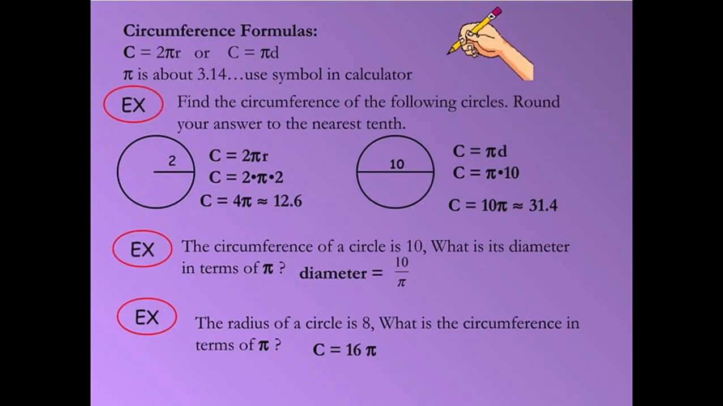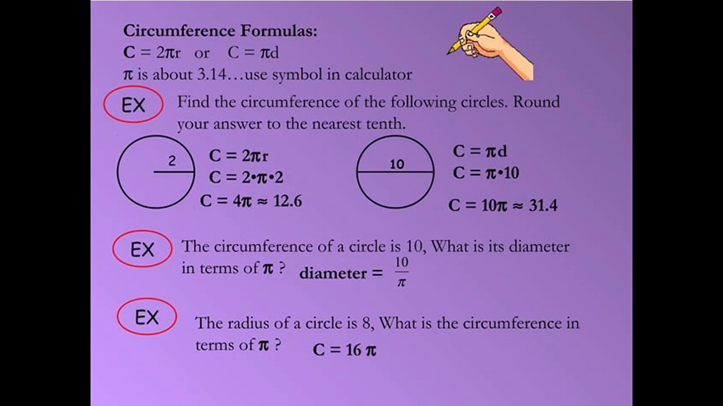So, circumference formula. Again, C is equal to 2 pi times r, where r is the radius. Or you can also use C is equal to pi times d, where d is the diameter. Pi, do not forget that this is 3.14. And we will have an example. Find the circumference of the following circles. Round your answer to the nearest tenth. So we round off our answer.